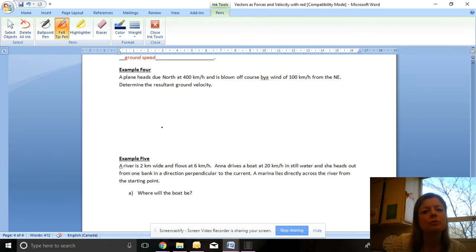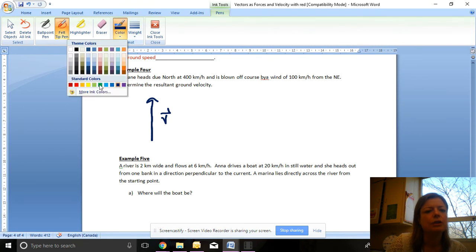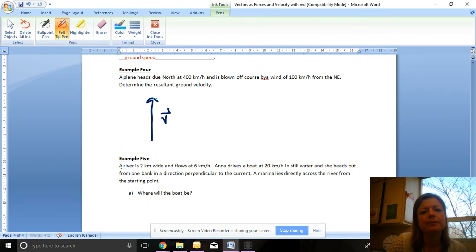A plane heads due north at 400 kilometers per hour. So we can represent that with a vector with a magnitude of 400, whatever that means. So that can be our vector V. And it's blown off course by a wind that's coming at 100 kilometers an hour from the northeast. So we can represent that here. It's coming from here, where this is 45 degrees.